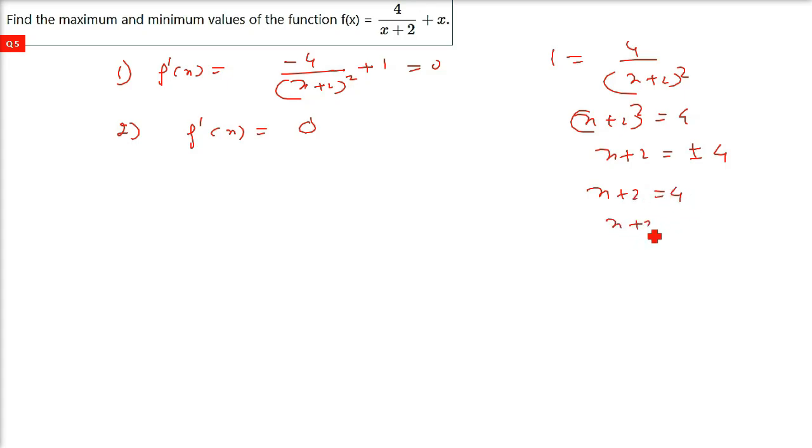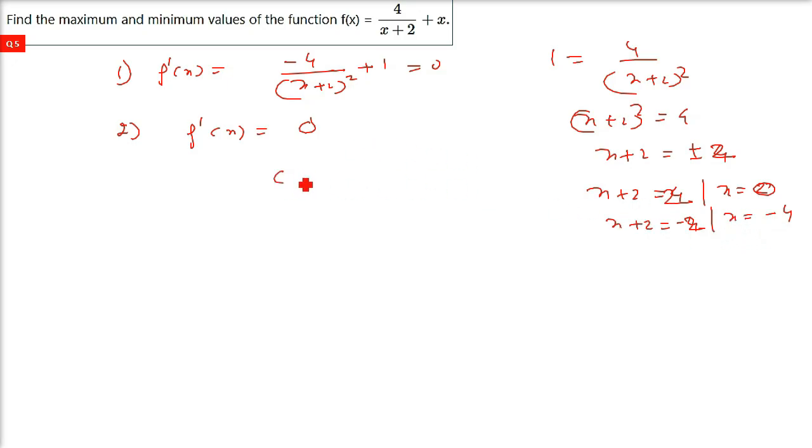I'll just change it. There's a slight change. So when x plus 2 whole square is 4, that means x plus 2 is plus minus 2. So this 2 will go on the right, one time plus, one time negative. So one time you will get 0, one time you will get negative 4. So x is equal to 0 and negative 4 are the critical points.